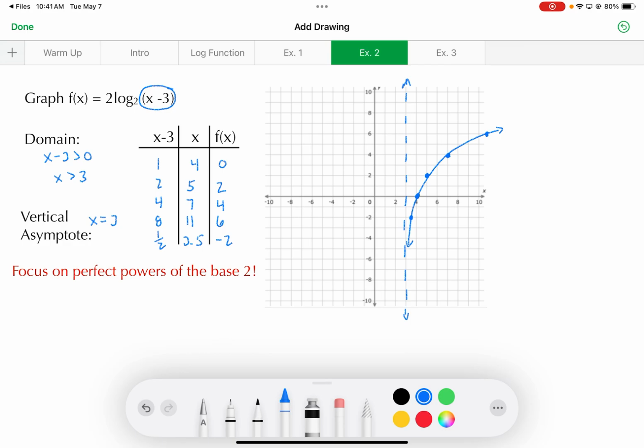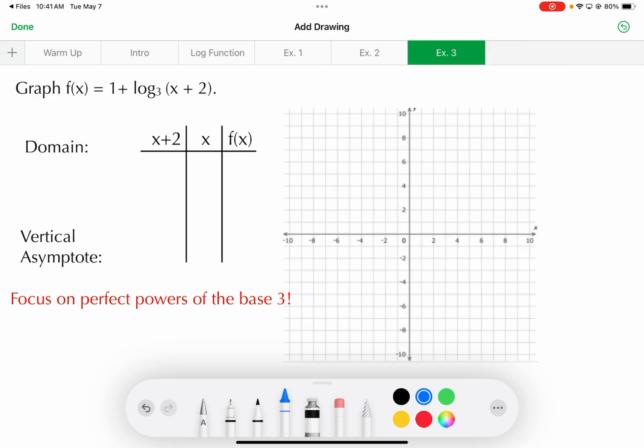Any questions on that example? All right, one more just for more exposure. In this one, we are back to the base of the logarithm being a 3. Start by focusing on the argument of the log. It's x plus 2. For the domain, that's going to have to be greater than 0. That solves to x is greater than negative 2, moving the vertical asymptote to x equals negative 2.